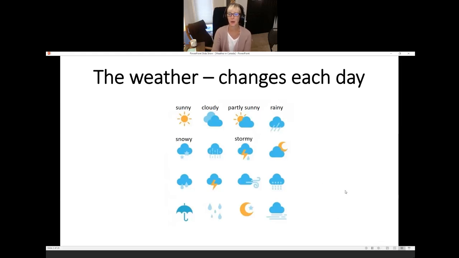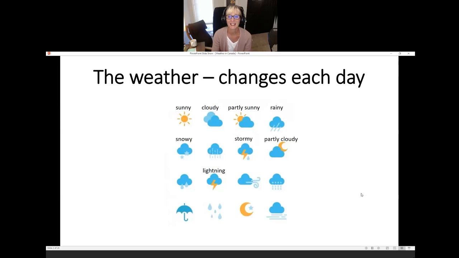Stormy. Stormy is rain, wind, thunder, boom, boom, and lightning. We've had some good stormy weather this summer in Edmonton. Partly cloudy. Partly cloudy is a little cloud and maybe a little sun or a little moon.